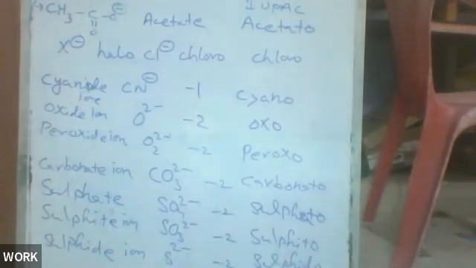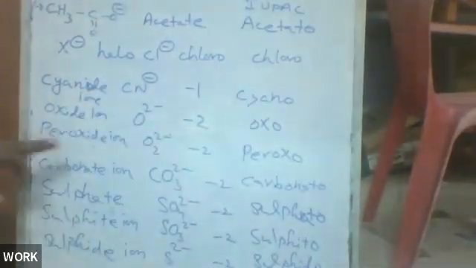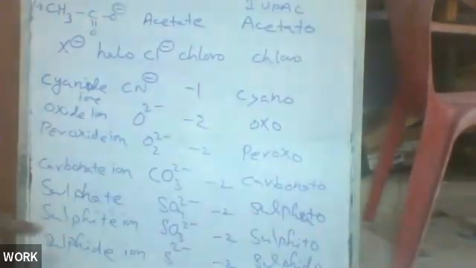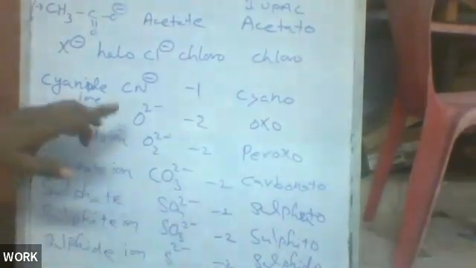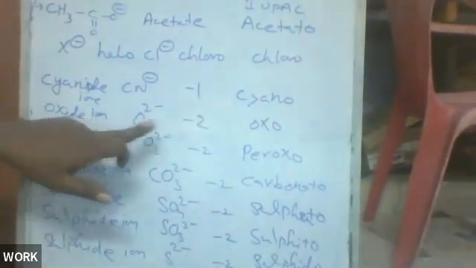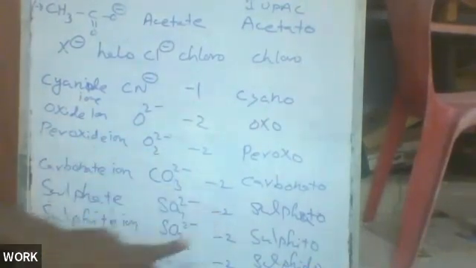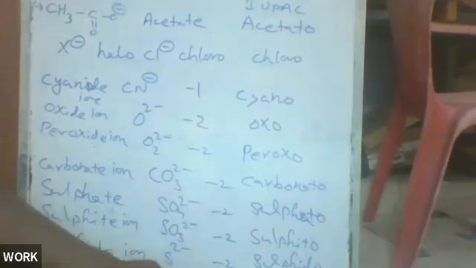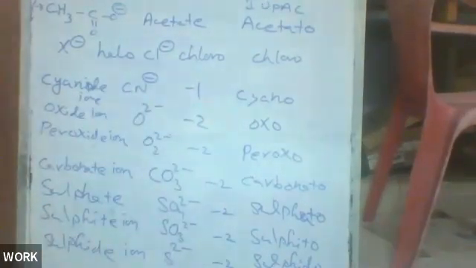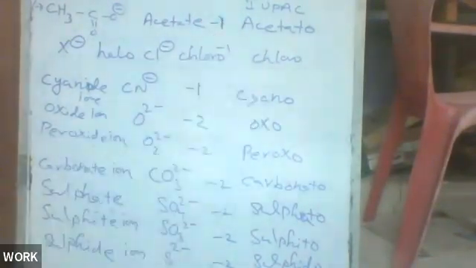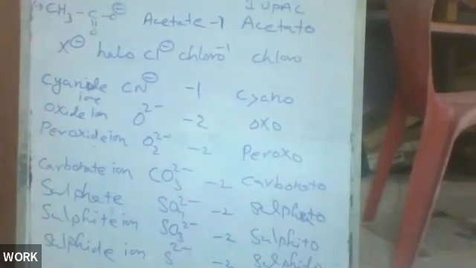So for naming, look here: cyanide ion becomes cyano, oxide ion becomes oxo, peroxide ion becomes peroxo, carbonate ion becomes carbonato, sulfate ion becomes sulfato, sulfide ion becomes sulfido. So you have to see the charge. Oxide means -2, peroxide means -2, carbonate means -2, sulfate means -2, sulfite means -2, sulfide means -2. So keep this in mind. Acetate means -1, halo means -1. Okay, we have still more.